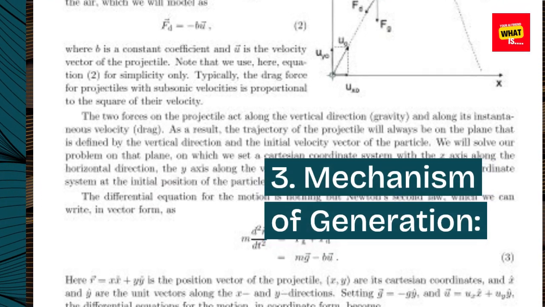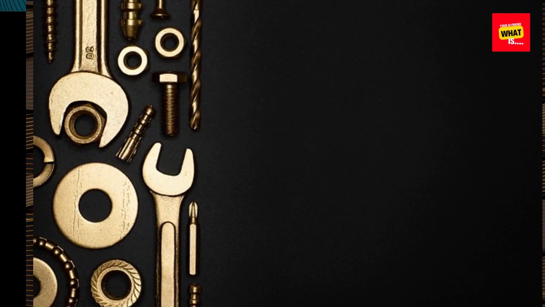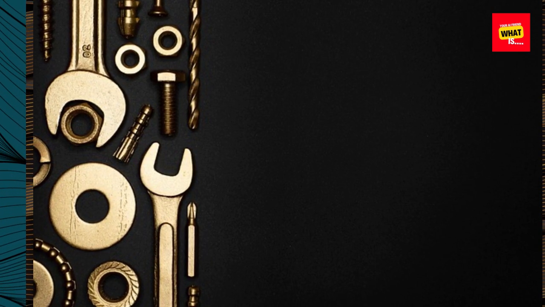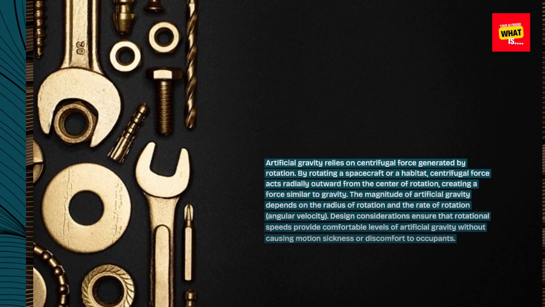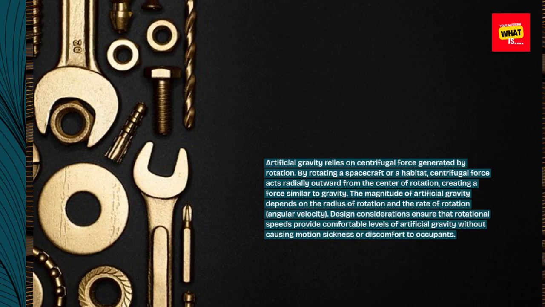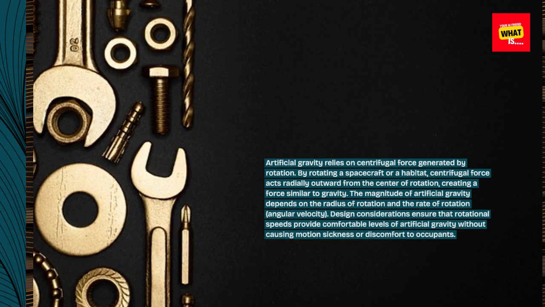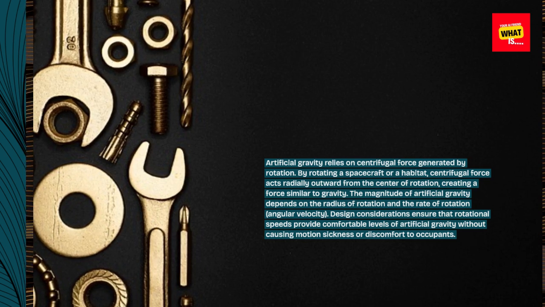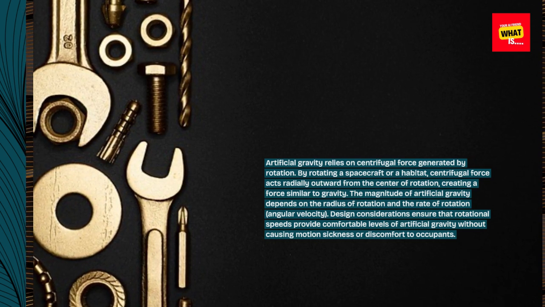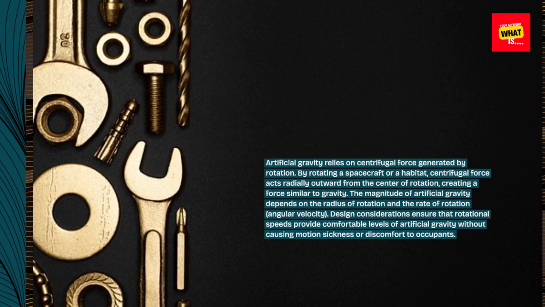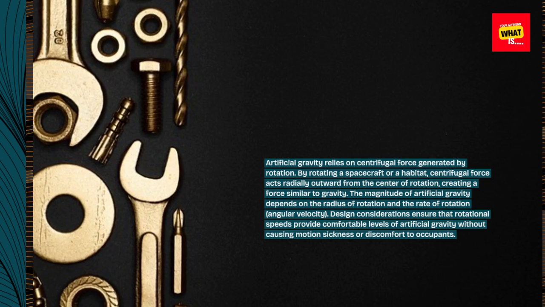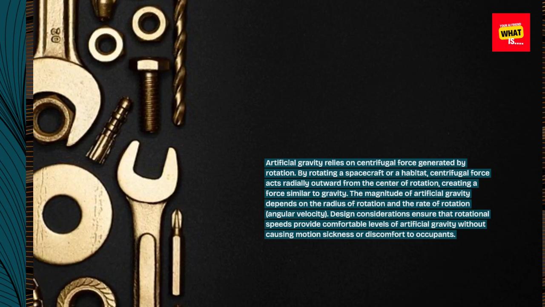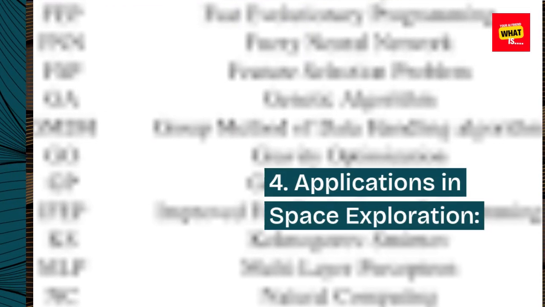3. Mechanism of generation. Artificial gravity relies on centrifugal force generated by rotation. By rotating a spacecraft or a habitat, centrifugal force acts radially outward from the center of rotation, creating a force similar to gravity. The magnitude of artificial gravity depends on the radius of rotation and the rate of rotation, angular velocity. Design considerations ensure that rotational speeds provide comfortable levels of artificial gravity without causing motion sickness or discomfort to occupants. 4. Applications in space exploration.